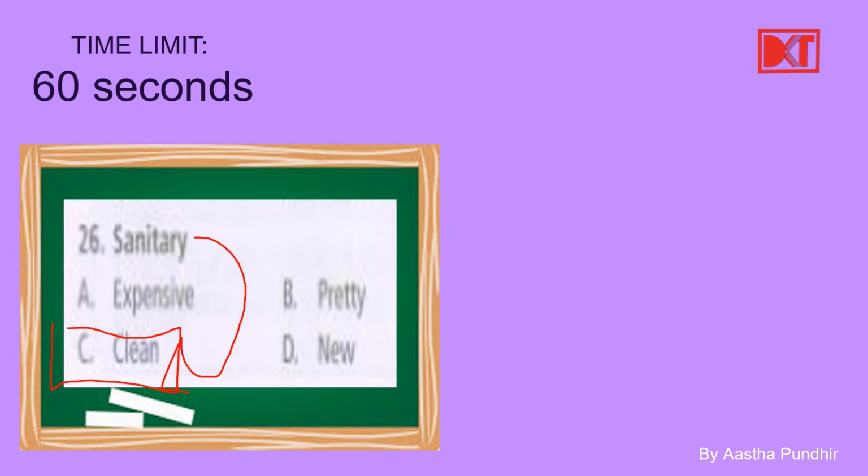Okay. If you see the others, expensive, pretty, new, these are words which are, we can say, positive in meaning. Expensive means something that is costly. Pretty is something that's beautiful. New, we know what it means. However, the closest word which comes to sanitary is clean. So the correct answer is C. The word with similar meaning for sanitary is C, clean.